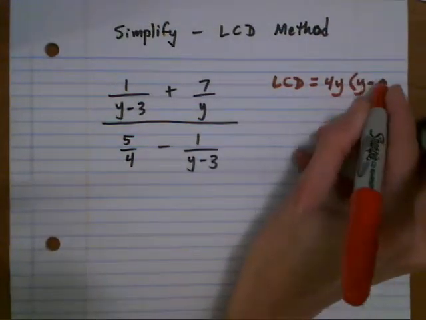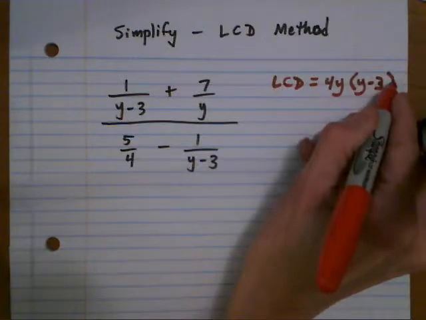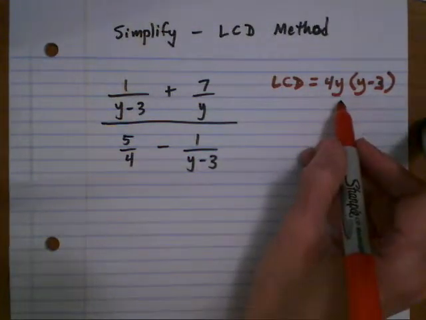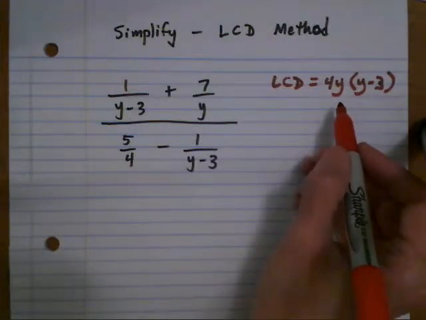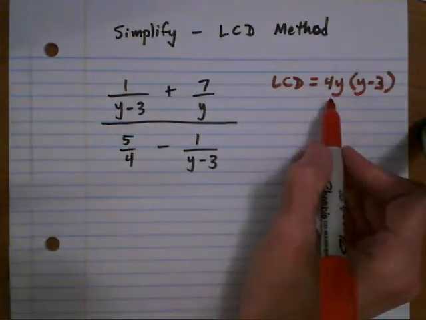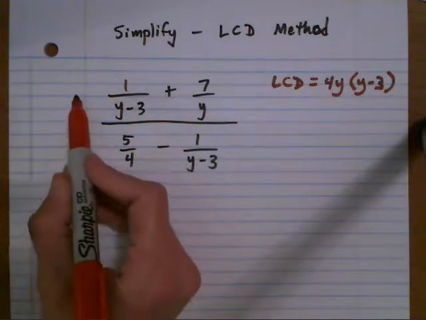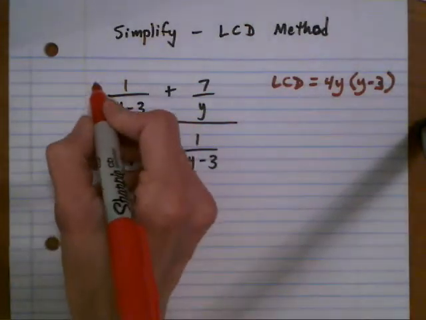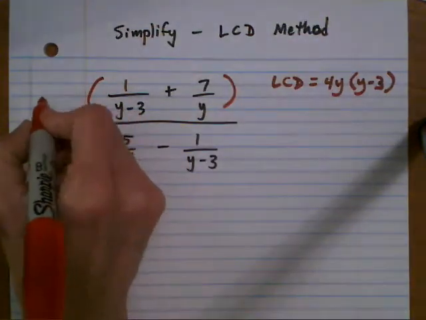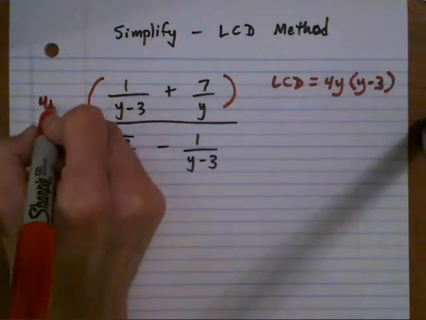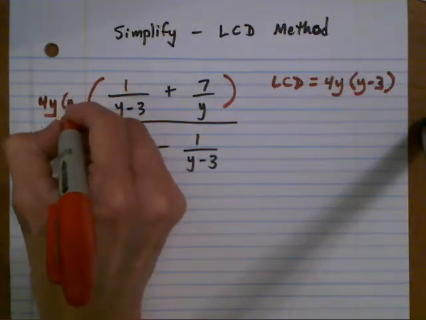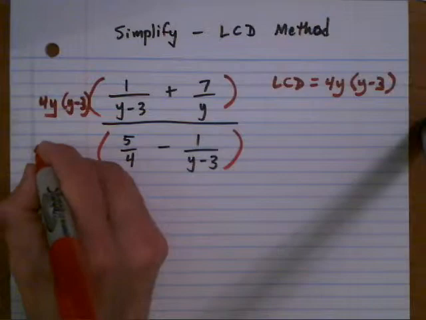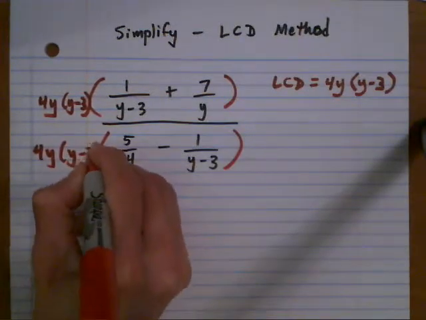Now only take the y minus 3 once, even though it appears in two different denominators, because we want each factor the most times it appears in any one denominator. Now we're going to take the LCD and multiply the top and bottom of our complex fraction by this LCD. So we multiply the top times 4y, y minus 3, and we multiply the bottom 4y, y minus 3.